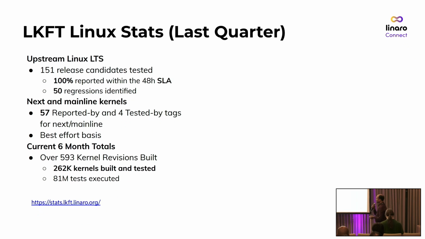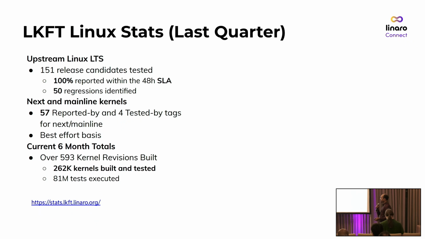We have an agreement of 100% reporting of those regressions within 48 hours. Greg pushes in his email saying please respond within 48 hours if you find any regressions. If not, then it's too late. He will release the tag and move on to the next release. That's the reason we had to gear up our release cycles and make sure that the team and the infrastructure are available to get the results done and send the reports out to Greg. So that's the LTS part of it.